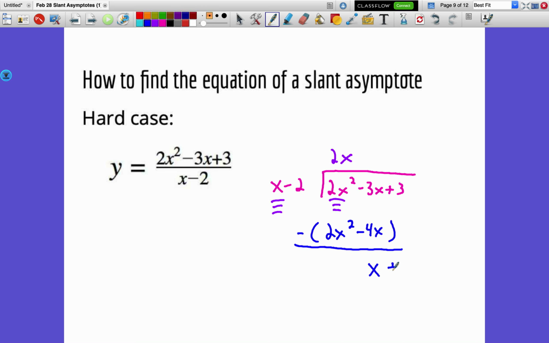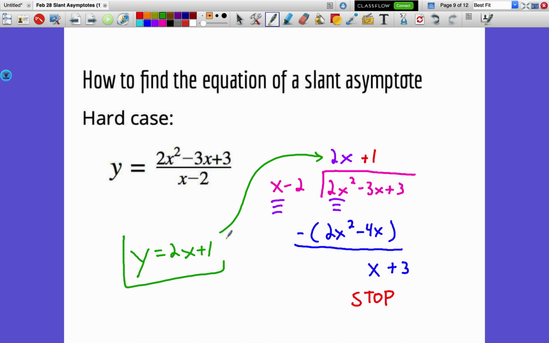I can drop down the +3. These terms cancel, by the way. And now again, I get tunnel vision. What do I have to multiply x by to get an x? Well, just a 1. And at this point, I can stop because this is now a linear equation. This is our y equals mx plus b. So this just becomes y equals 2x plus 1.